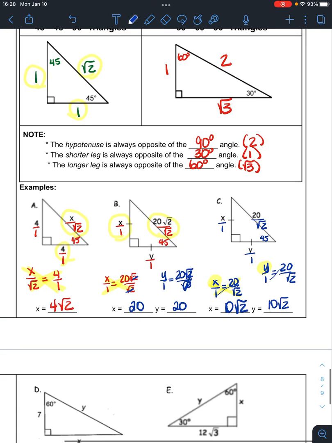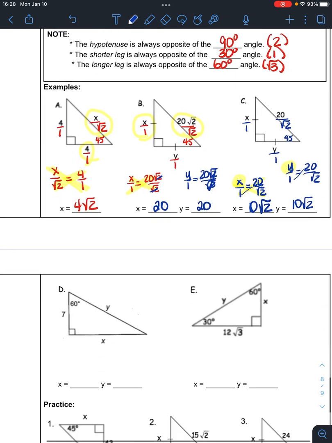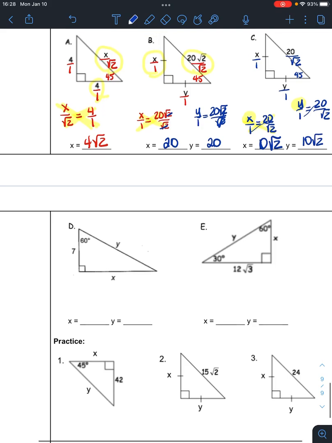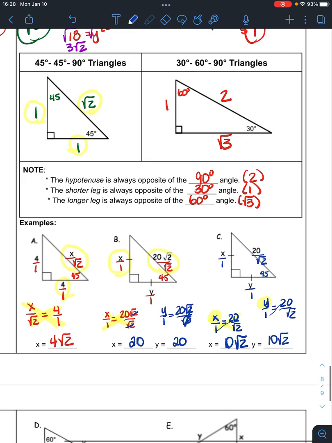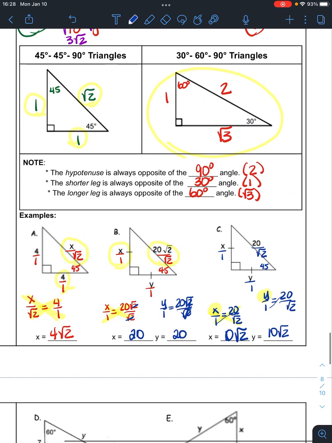Now, let's look at some examples here with D and E. D and E are 30, 60, 90 triangles. So we have our 30. So here's what you want to do. First thing you always want to do is go find your reference triangle. So my reference triangle is right here. Notice that the 1 is across from the 30. So I'm going to put the 1 across from the 30. Here's my 30, and here's across from it. So I'm going to put the 1 underneath the 7.